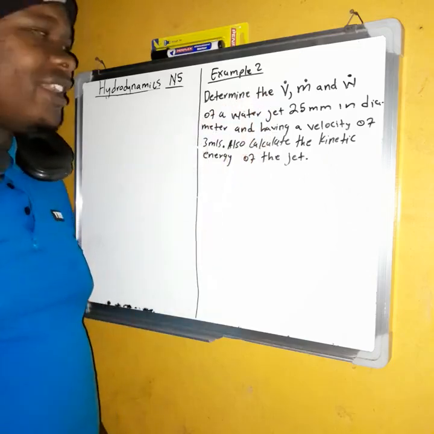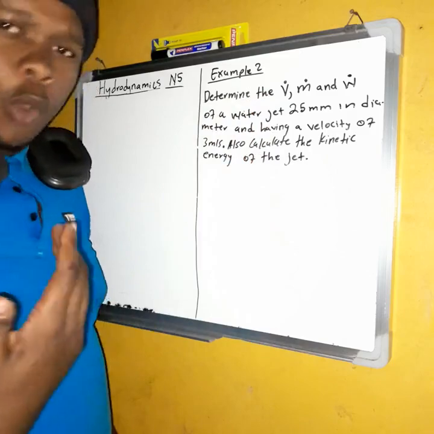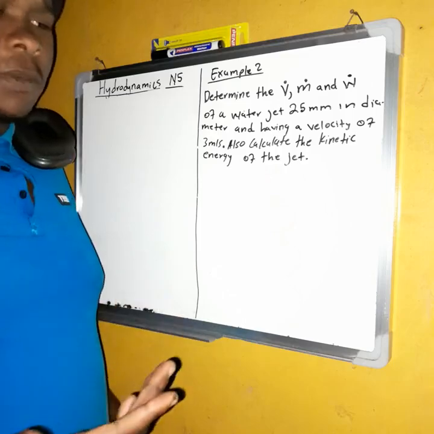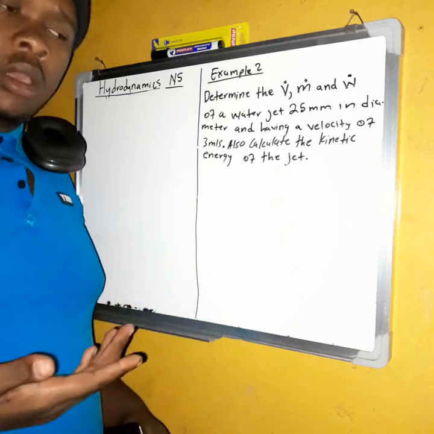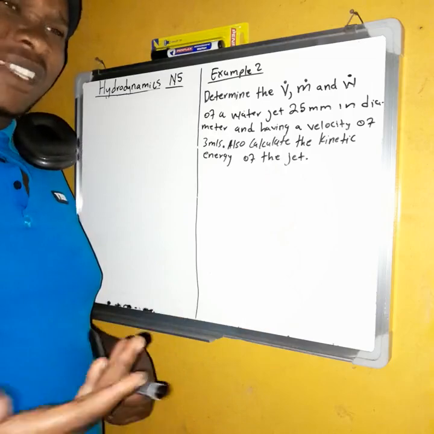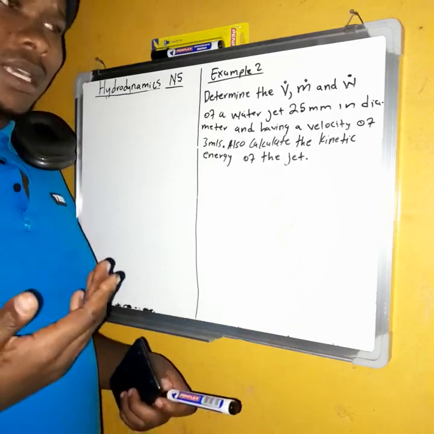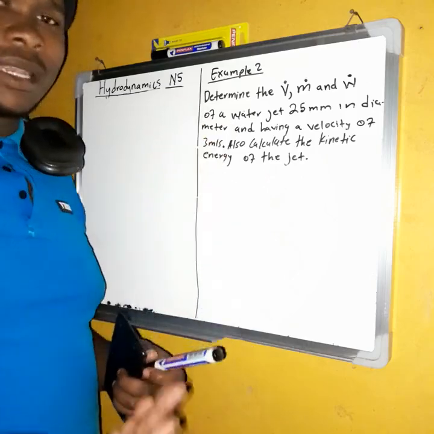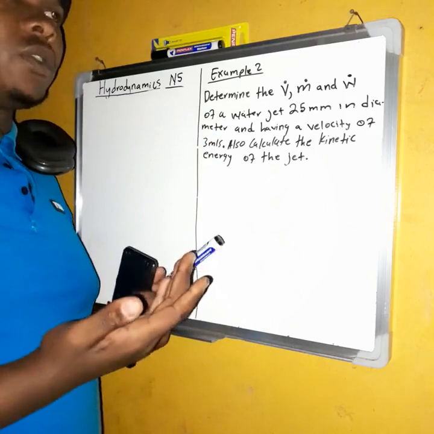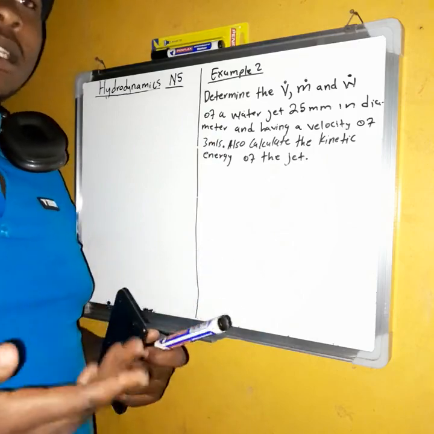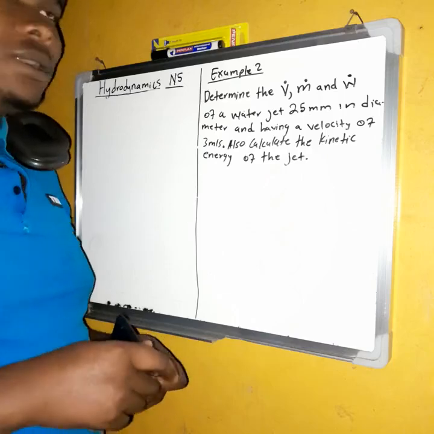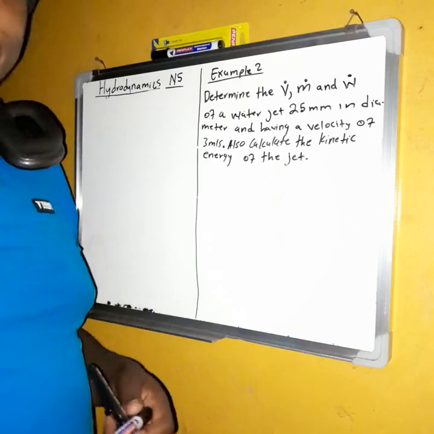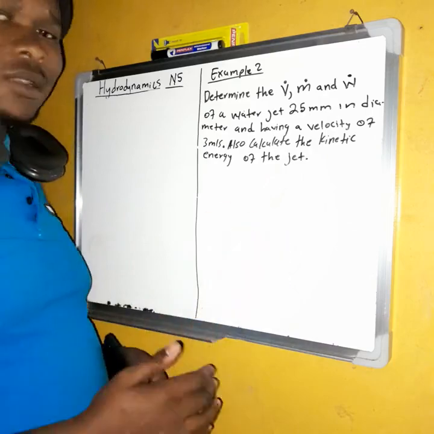But if you are not told it is water, and you are not sure what is flowing, they are supposed to give you a specific gravity so that you can calculate the density. But if they tell you it's water, it's unnecessary for them to say the density is 1,000, unless they state otherwise. You must know that the density of water is 1,000.